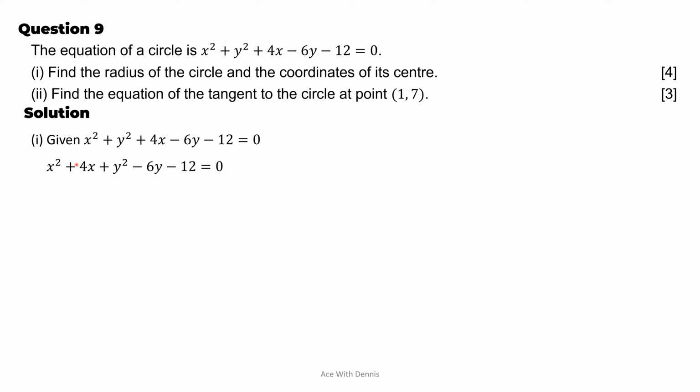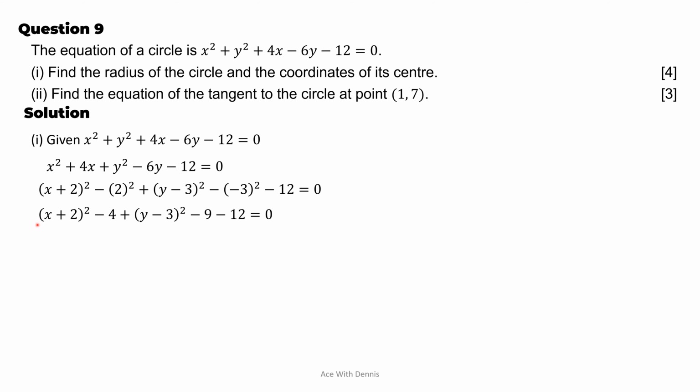So I will group the x terms and the y terms together first so that I can do completing the square easily. The equation becomes x squared plus 4x plus y squared minus 6y minus 12 equal to 0. Now we can perform completing the square, which is x plus 2 squared minus 2 squared plus y minus 3 squared minus negative 3 squared minus 12 equal to 0. You can see this is a constant and this is also another constant. So we simplify, it becomes x plus 2 squared minus 4 plus y minus 3 squared minus 9 minus 12 equal to 0.